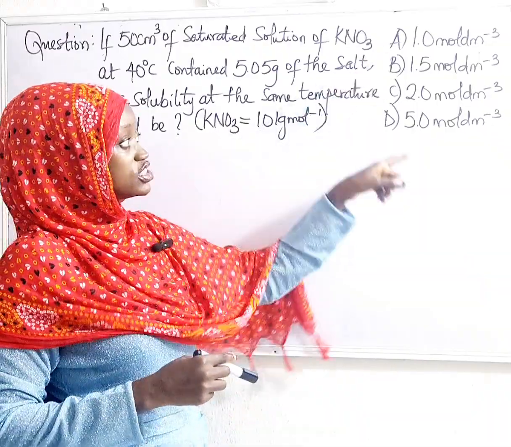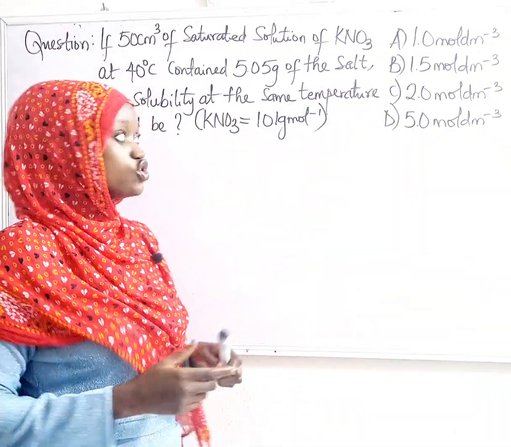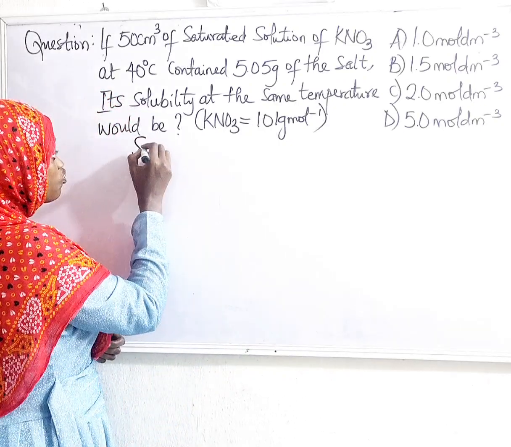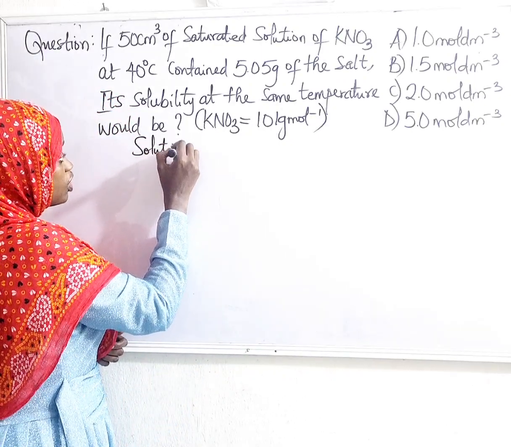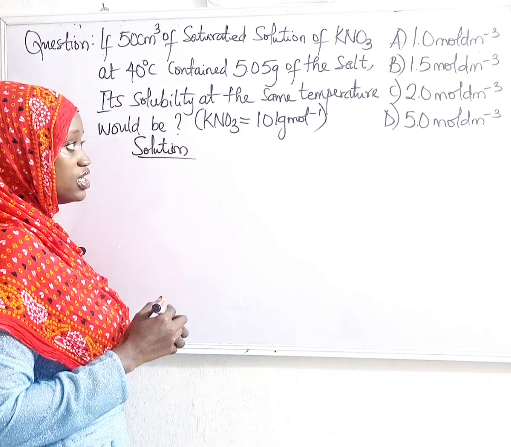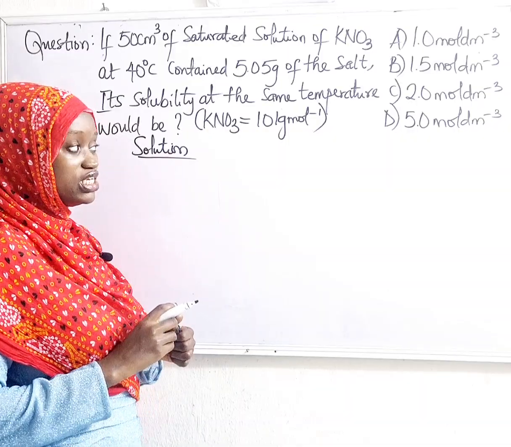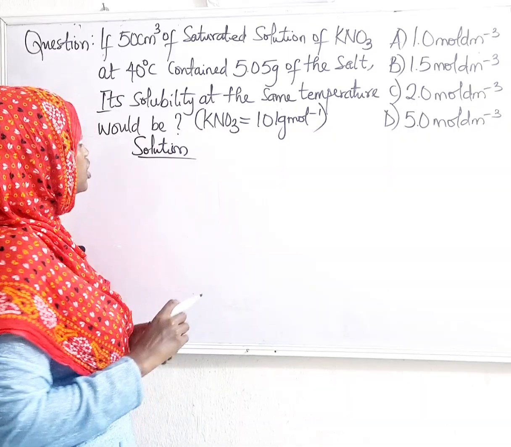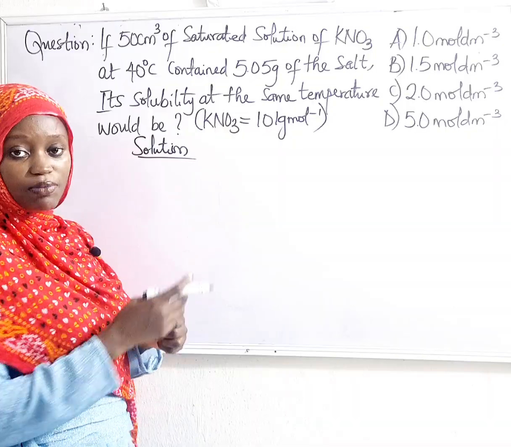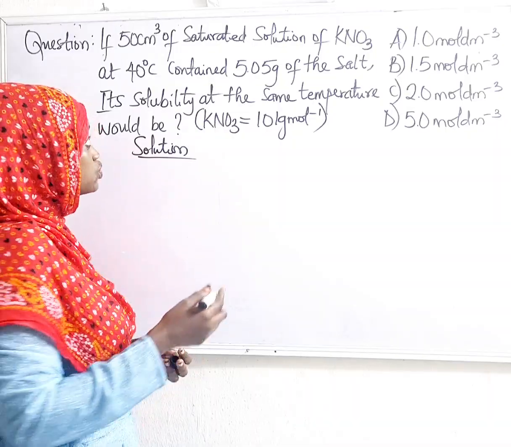So we have four options here. One of them is the correct answer. So let's solve this together. What we have to do first is to bring out the given parameters. That's the easiest way to solve any calculation in chemistry. Bring out the parameters. From the parameters, it will guide you and tell you what to do next.